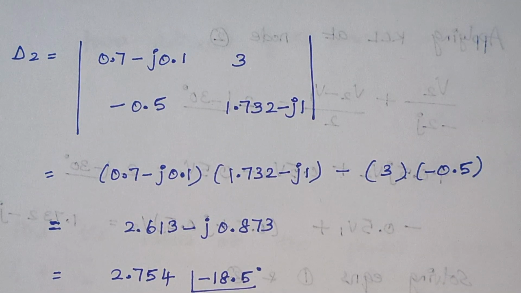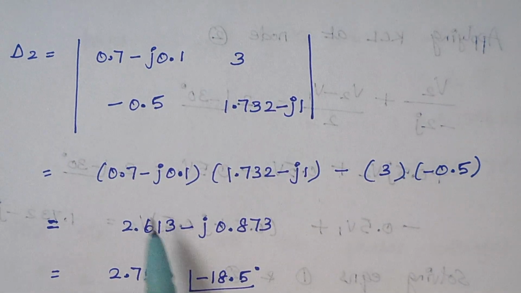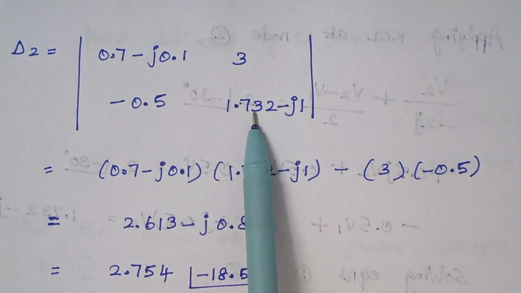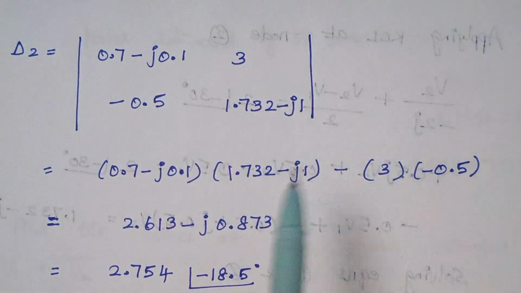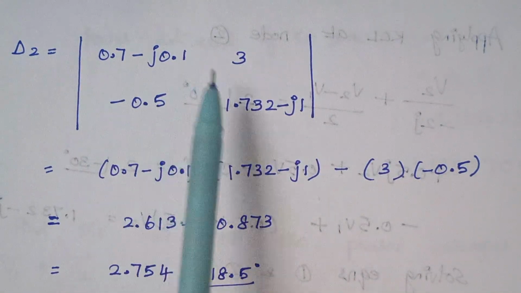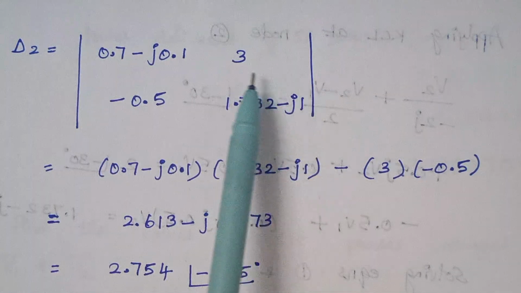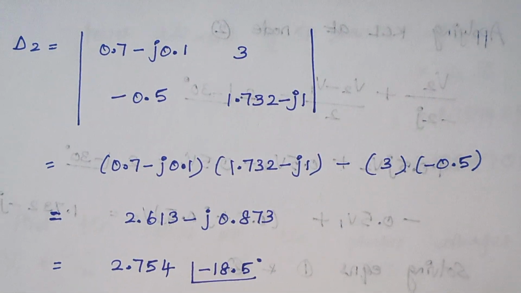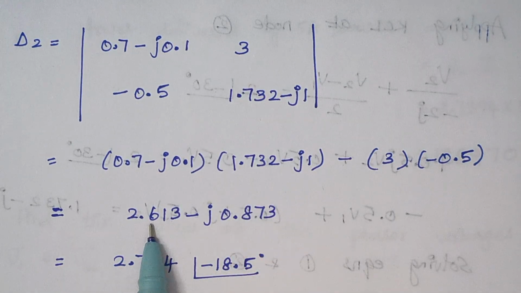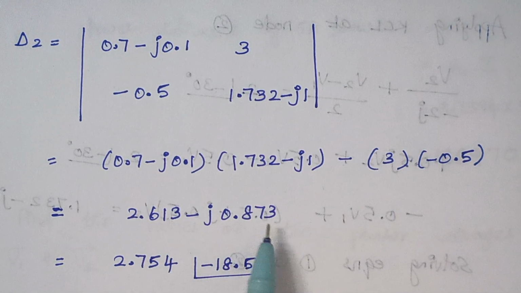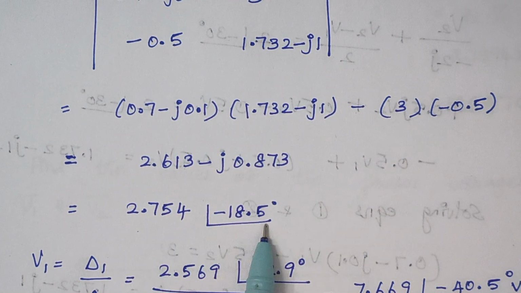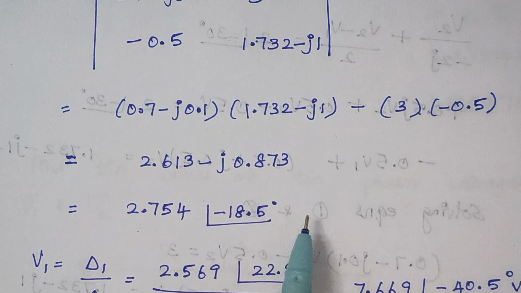The second thing is we are going to find del 2. So how to find del 2? We have to replace the second column by the respective elements on the right hand side. Again when you simplify, you multiply this term by this term, and minus of 3 into minus 0.5. When you simplify, we get the answer as 2.613 minus j0.873, and in polar form it is 2.754 with an angle of minus 18.5 degrees.